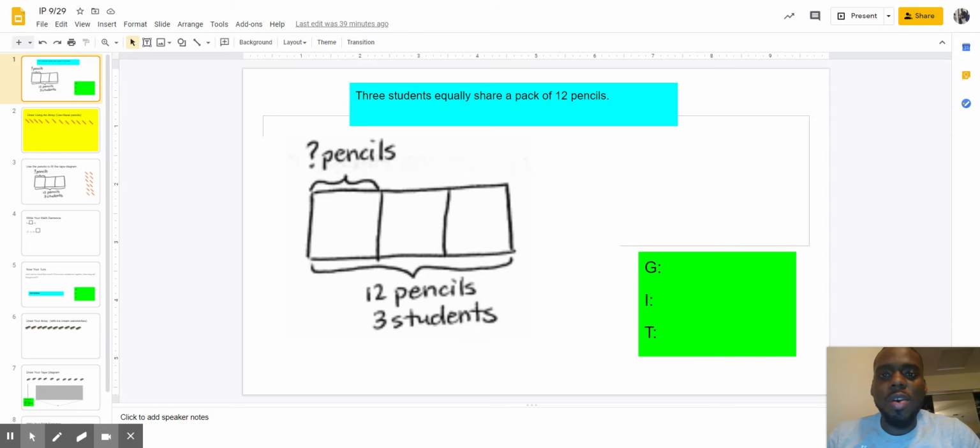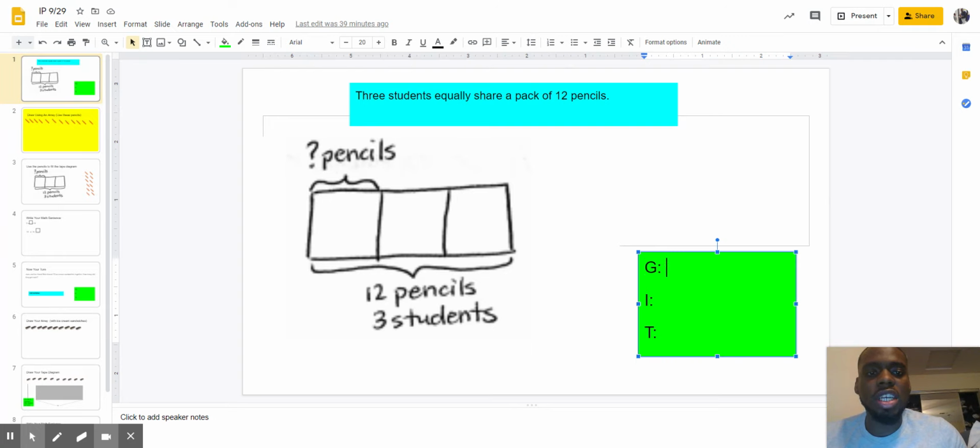Right now, we're going to work on this problem. If you were given a tape diagram, how do you fill out your GIT? The question is, three students equally share a pack of 12 pencils. As you can see, Mr. Richardson already gave you the tape diagram. So now it is just time for you to fill out your GIT. Remember that G stands for groups, I stands for in each, and T stands for total.